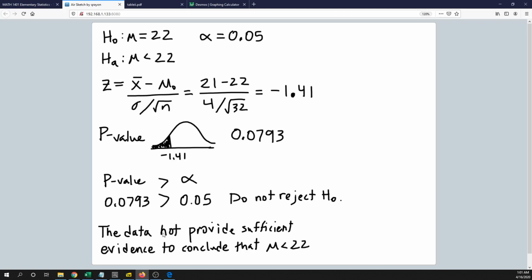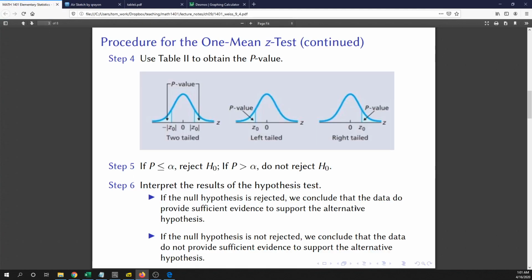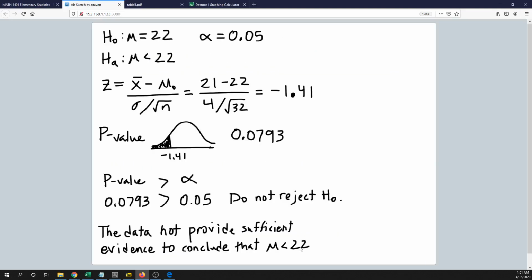And notice, those are the exact words that it says right here. The data do not provide sufficient evidence to support, and then the alternative hypothesis, whatever that may be. Here we don't have any context. They just gave us this, so we just say that mu is less than 22. And that's all there is to this one.